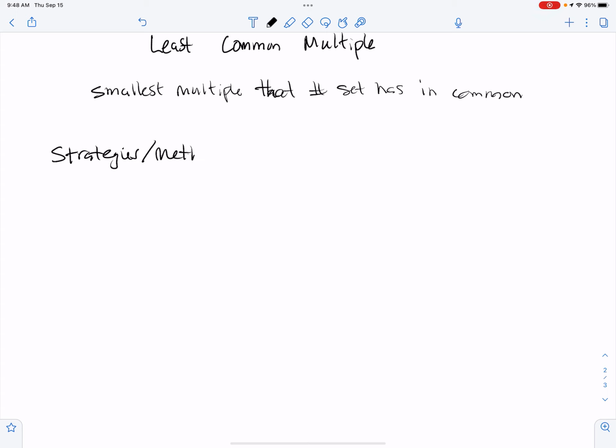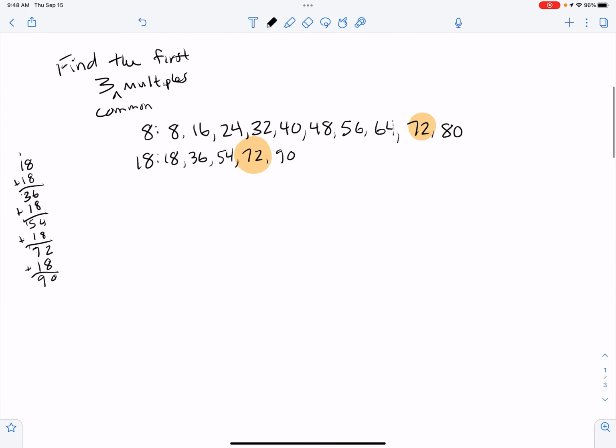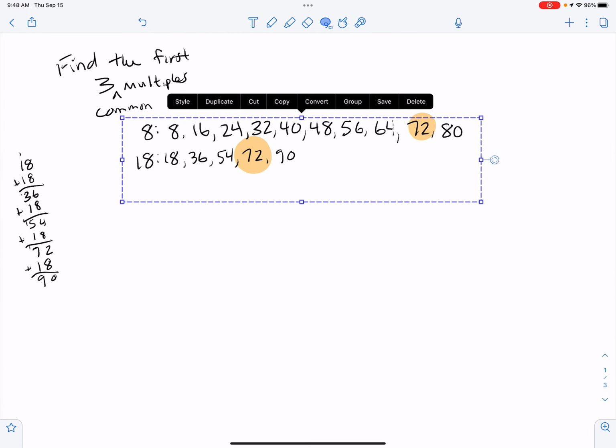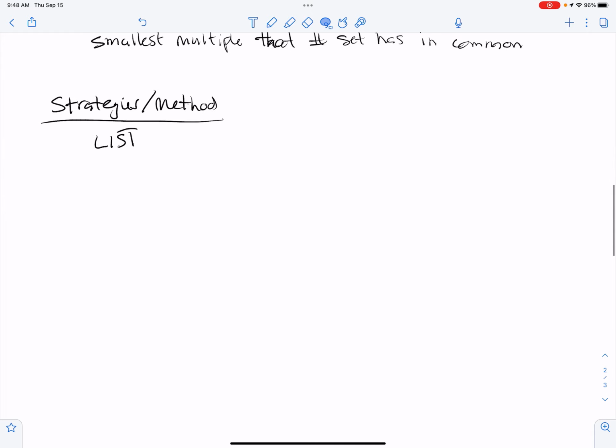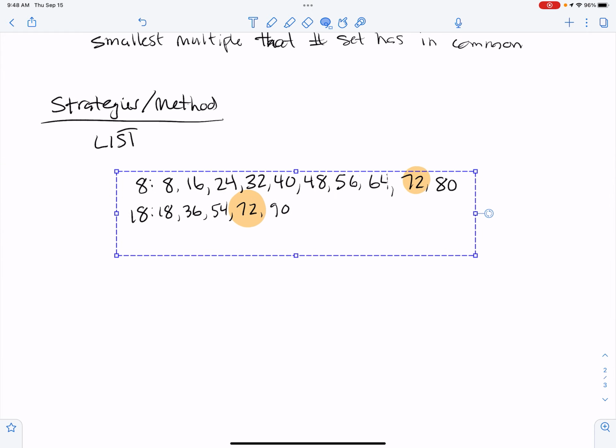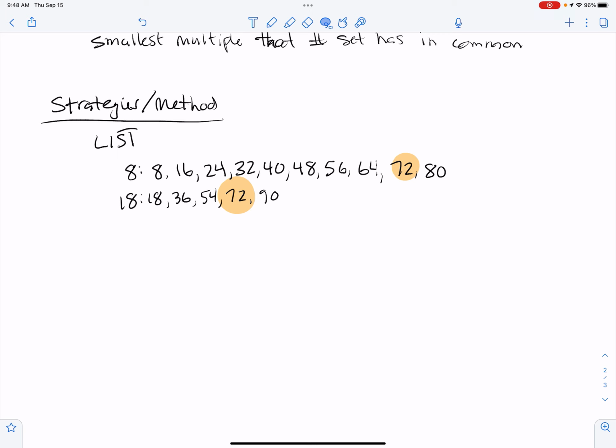The first one that you may have guessed is coming up with a list. So in fact, I'm just going to copy this and put it down below. There it is. You could have done a list to find the least common multiple. Depending on what your number set is, this could be a pretty quick strategy or it could get really long. We were in luck because it was relatively straightforward here, but it's good to look at other strategies that might be more efficient with different number sets.